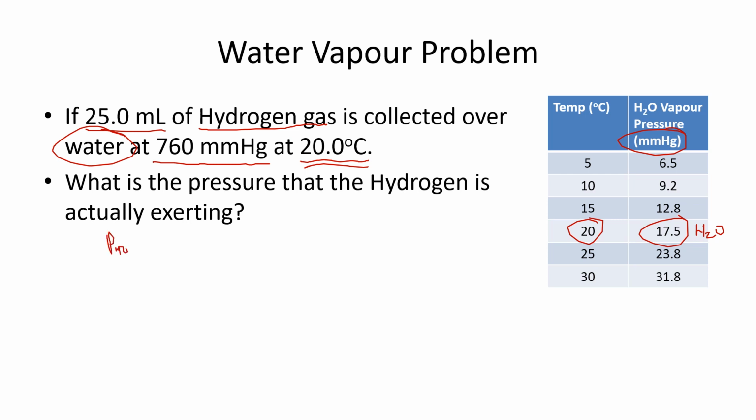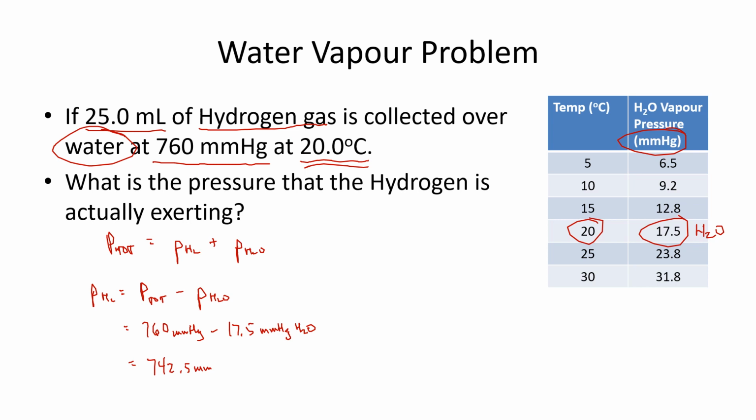So we know that P total equals the pressure of the hydrogen plus the pressure of the water. And to get to just the pressure of the hydrogen, we're going to have to subtract, right? So we've got the total pressure minus the partial pressure of the water. That's 760 millimeters of mercury for the total, and 17.5 millimeters of mercury for the water. And so the pressure of the hydrogen is going to be 742.5 millimeters of mercury. And then you can move on now that you have gotten rid of the effects of the water.